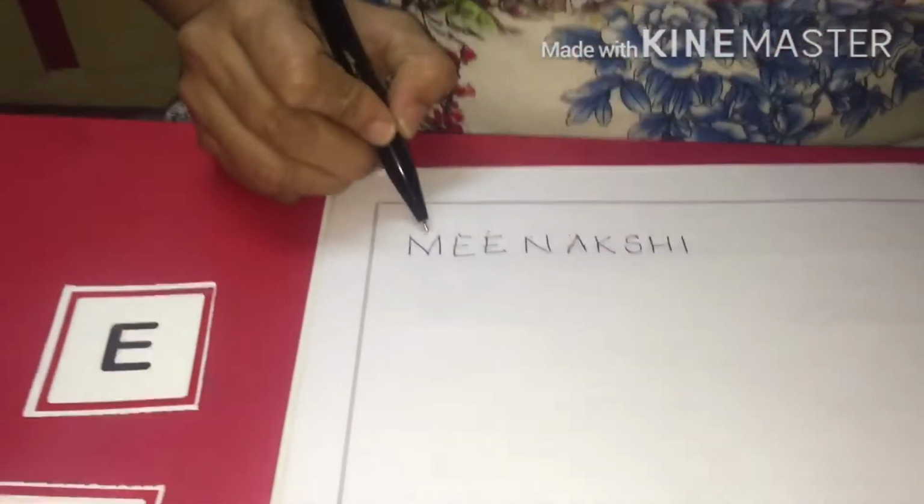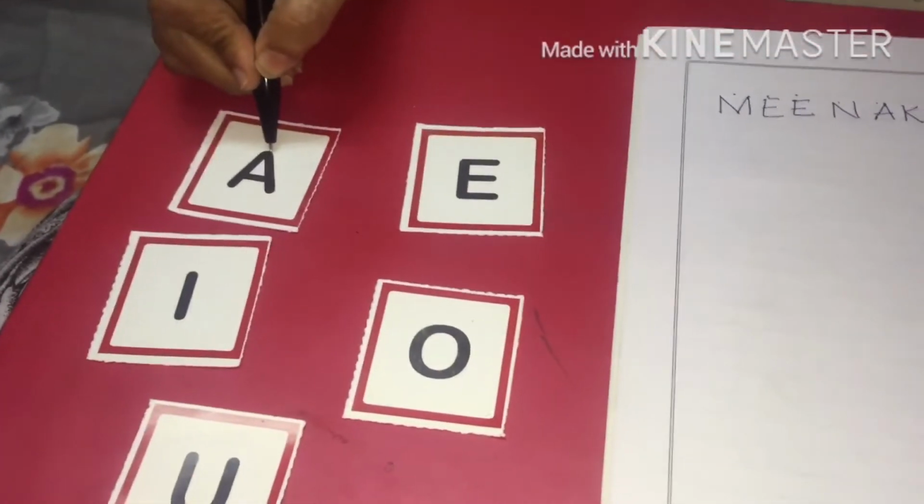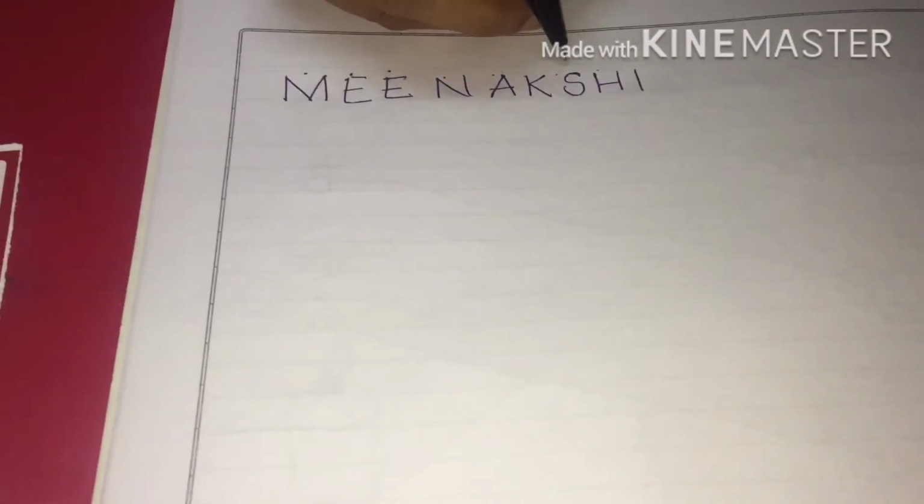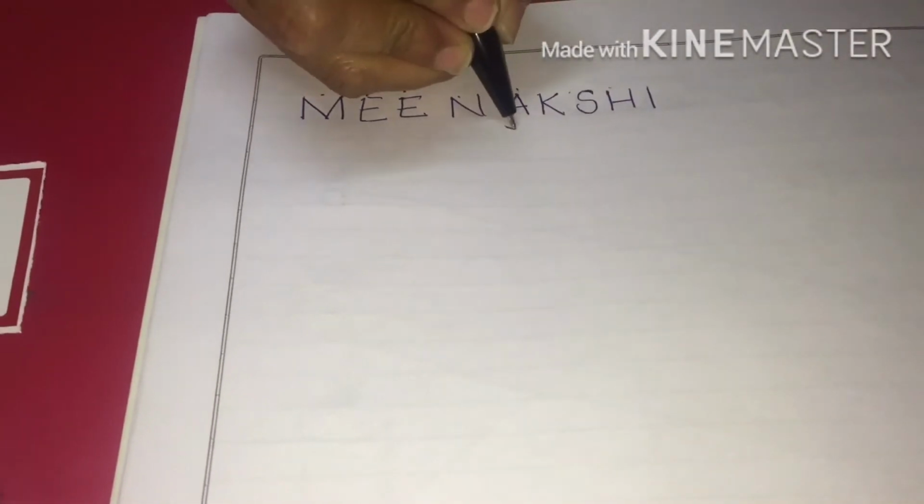Now I have written my name here. We are to find out the vowels inside this. Which vowel is first? First one is which vowel? A. Do we have A here? Can you find out A? Yes, it's here. Let's circle it.